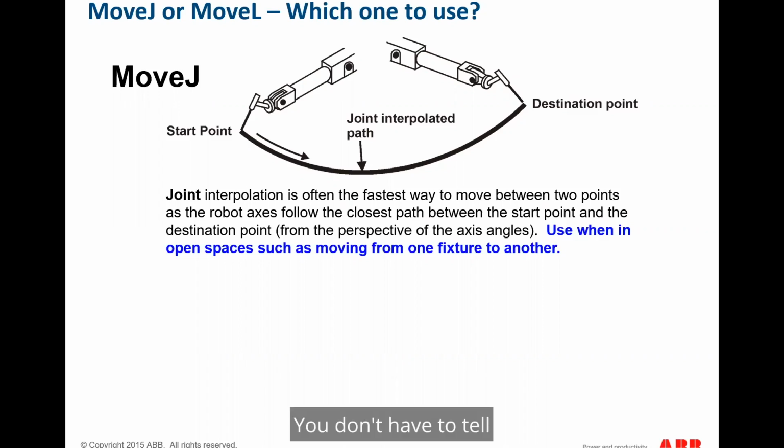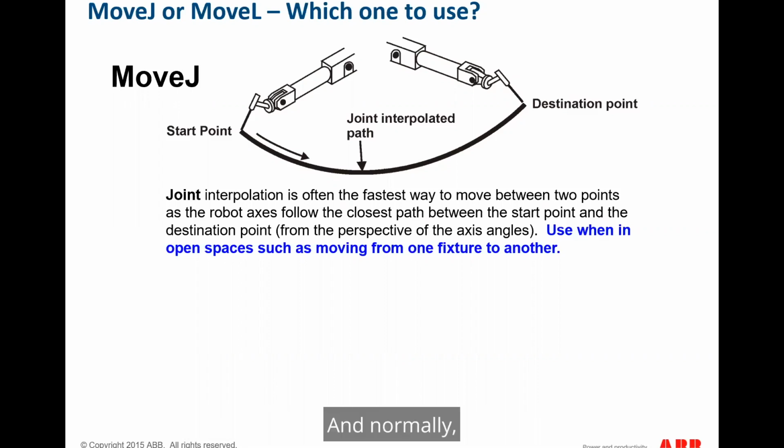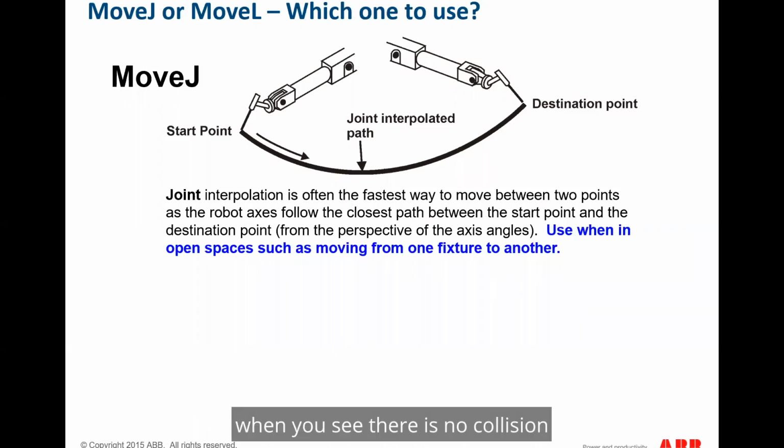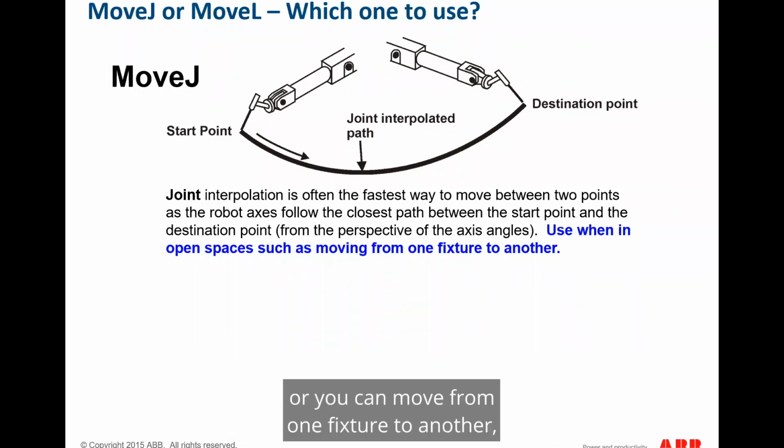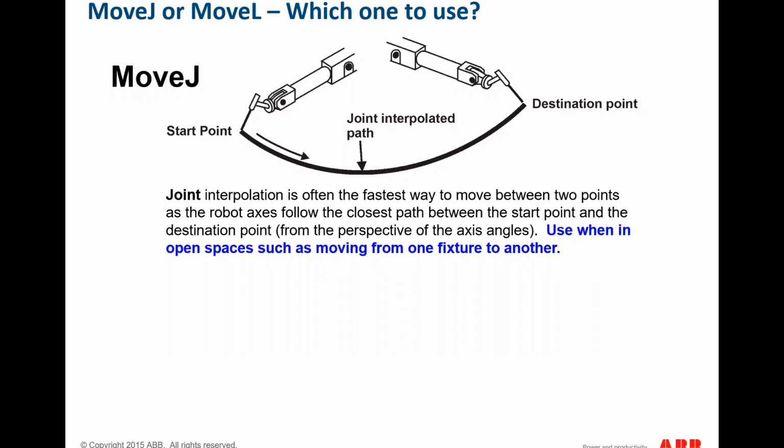You don't have to tell the robot where to go or what path to go through, and the robot will figure it out on its own. Normally, when there's no collision or any kind of potential risk, you can move from one fixture to another and use move J to save time.